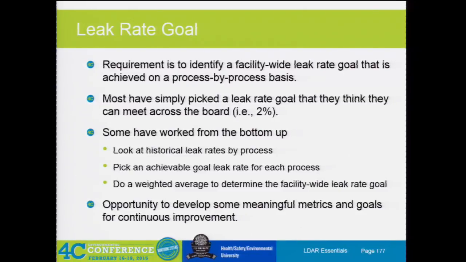So some have worked from the bottom up: look at historical leak rates by process units, pick an achievable goal leak rate for each process, do a weighted average to determine the facility-wide leak rate goal, and an opportunity to develop some meaningful metrics and goals for continuous improvement.